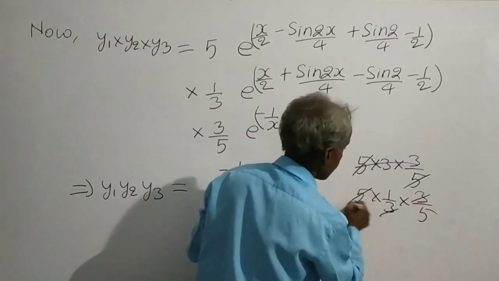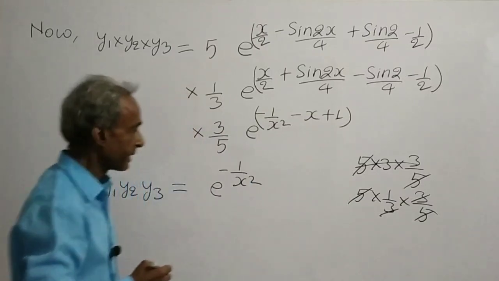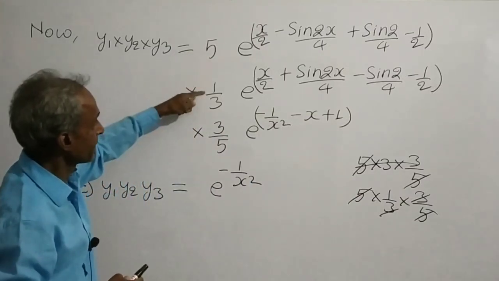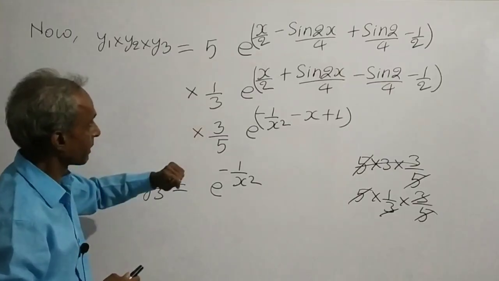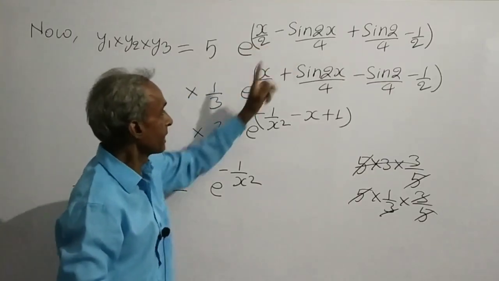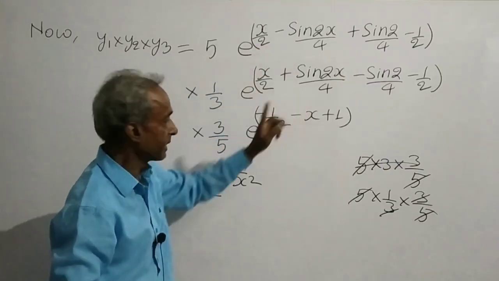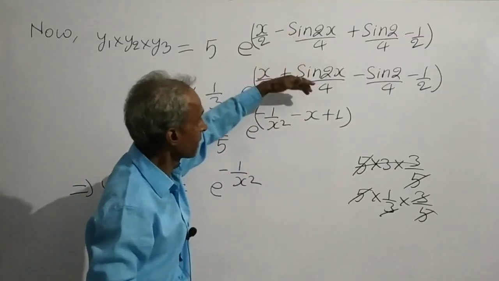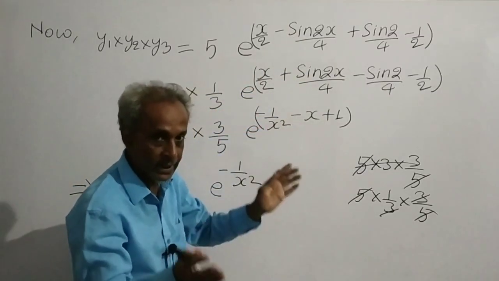3 will be cancelled out. 5 will be cancelled out. That means this times this times this 1. E to the power this times e to the power this times e to the power this. Power will be added up.